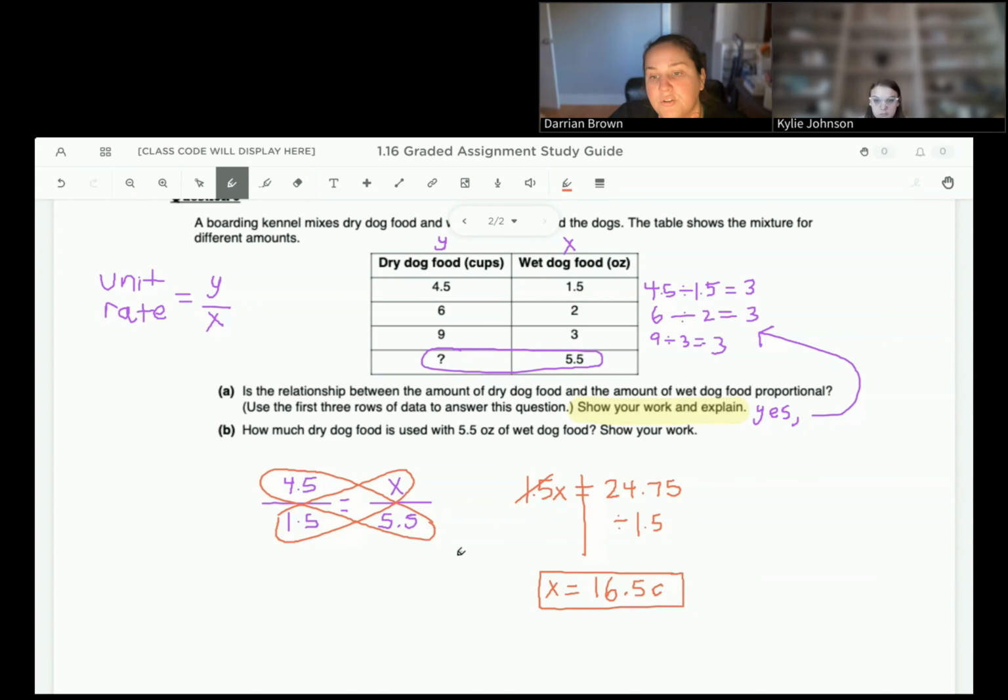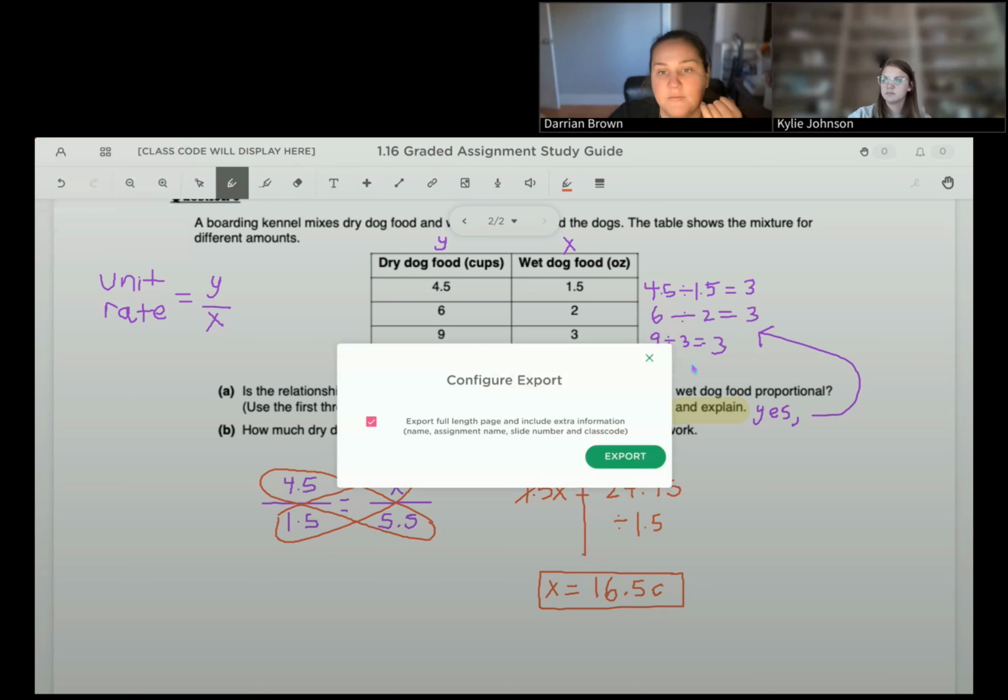So once you're finished writing everything you want on your study guide, to export this to your downloads, all you have to do is go up here to the top left-hand corner to that little person icon, click on it, click export to PDF, and then click this green export button. It's going to save to the downloads of your computer with this title, which is 1.16 graded assignment study guide, and then it'll have your name behind it. So click the person icon, export to PDF, and then click the green export button.